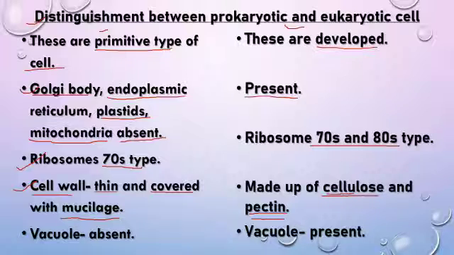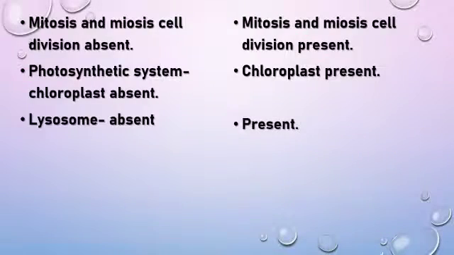Here an important point to note is that the cell wall of the eukaryotic cells is made up of cellulose and pectin. And the next one is that in the prokaryotic cells, vacuoles are absent. Here's important: the vacuole is absent in the prokaryotic cells, but in the eukaryotic cells, the vacuole is present.